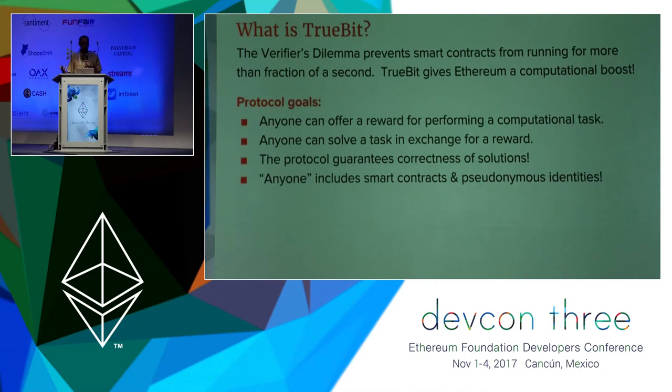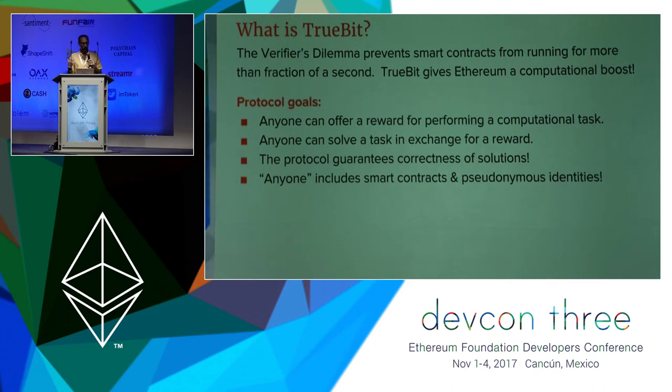So what is TrueBit? TrueBit is a solution to this verifier's dilemma. It sort of makes it so we put everything off chain, so you don't actually have to deal with heavy transactions on chain. What we've observed in blockchains, and this is the miracle of the whole thing, is that miners are willing to do a small amount of work for free, and then you don't have a verifier's dilemma. So with TrueBit, we are going to give Ethereum a computational boost by doing the heavy work off-chain.